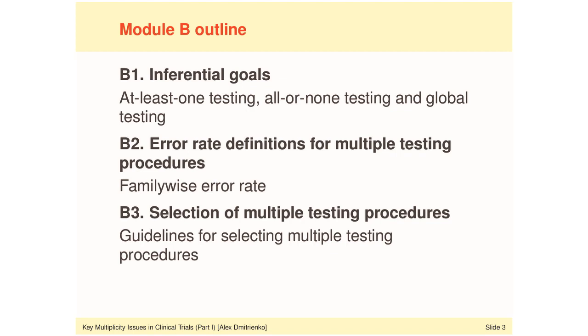And finally, section B3, selection of multiple testing procedures. In this section, we will be ready to tackle the most important problem, really the billion-dollar problem. We will go over criteria for selecting the most appropriate multiple testing procedures for a particular at least 1 testing problem, and we will define a classification scheme, actually several classification schemes, for at least 1 testing procedures, or as we will call them from this point on, multiple testing procedures.